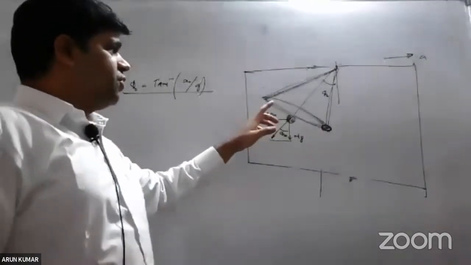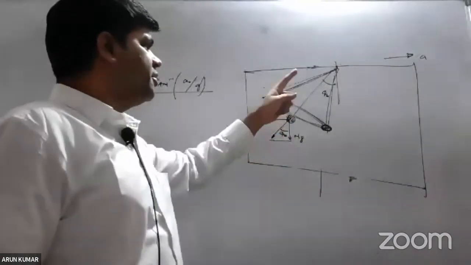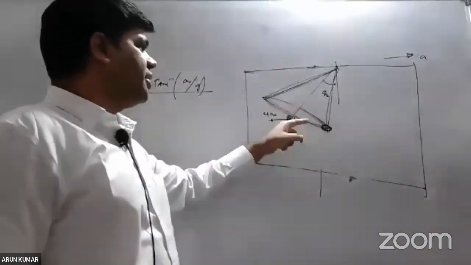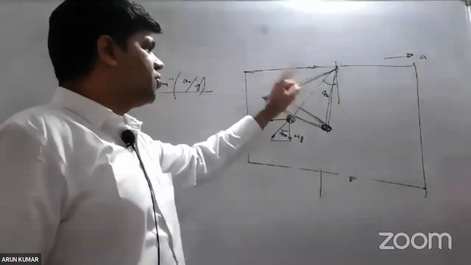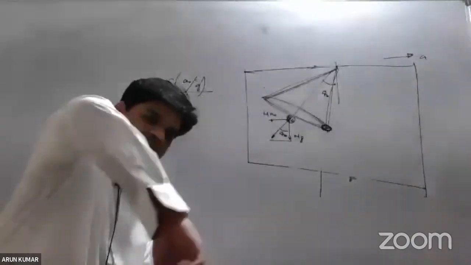Now when this is a conical pendulum, what does that mean? This bob, while rotating, generates a cone. That's why it's called a conical pendulum. A cone is generated like this.